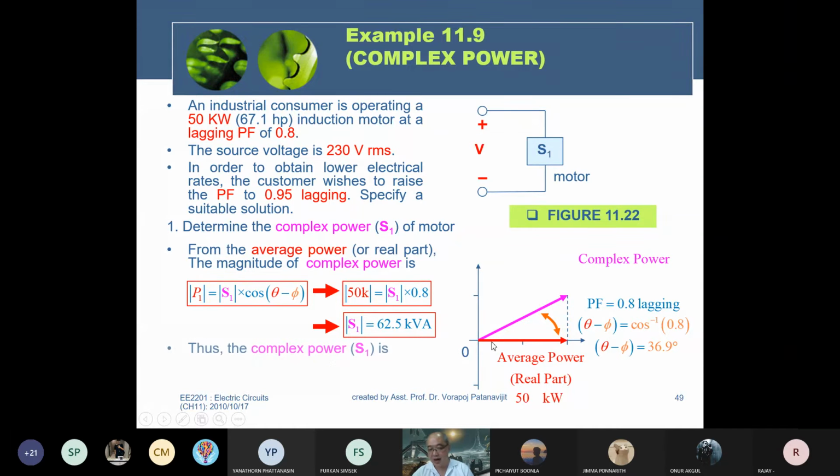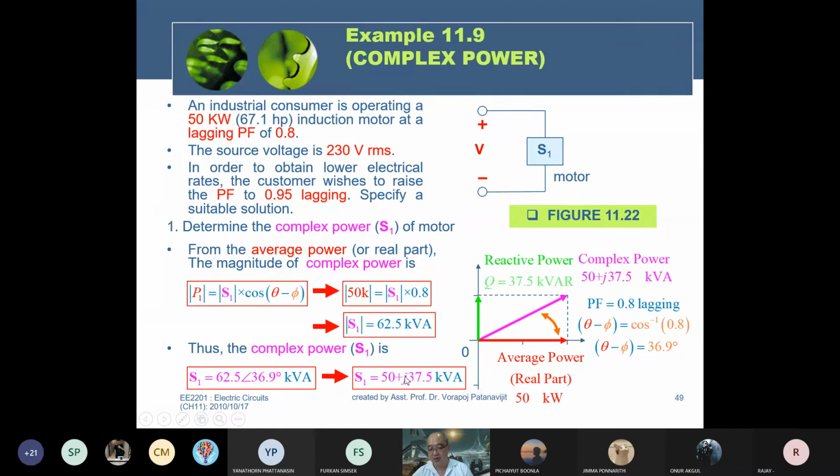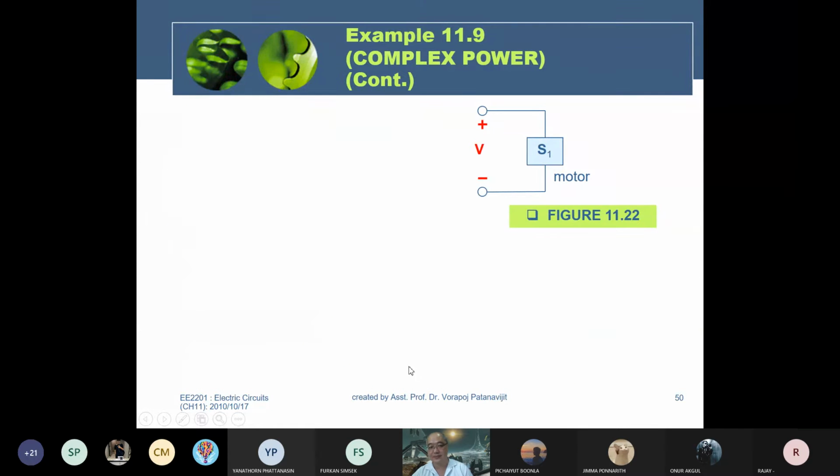Now by computing here, you can determine the real part and the imaginary part. The complex power equals 62.5 at about 37 degrees kVA. Or you can write it in the real and imaginary parts: the complex power equals 50 plus j37.5. The 50 is the real part, or the average power, and j37.5 is the imaginary power, or the reactive power.